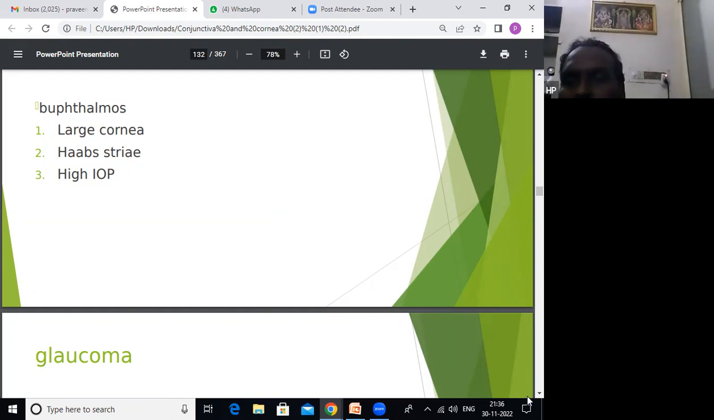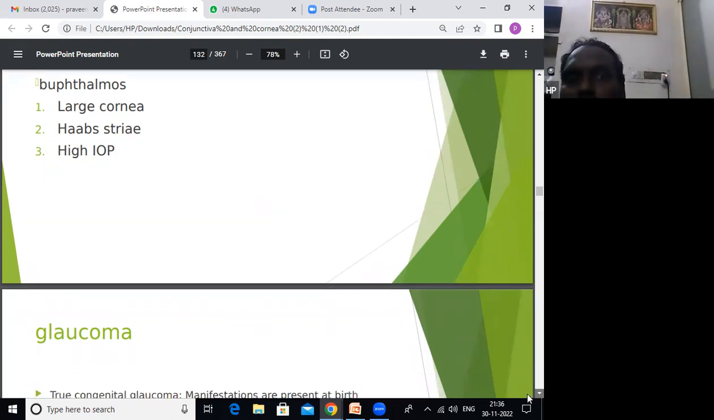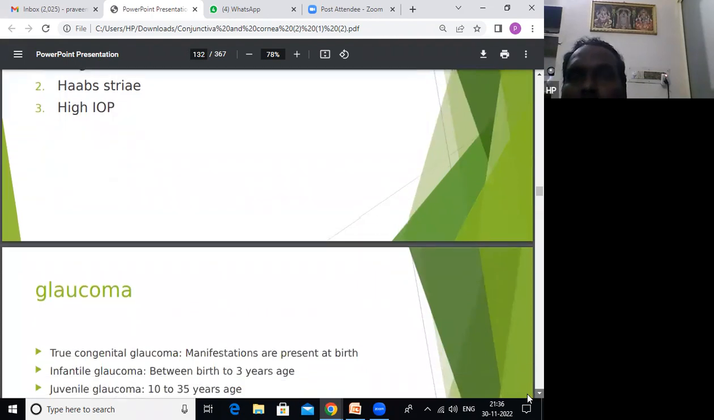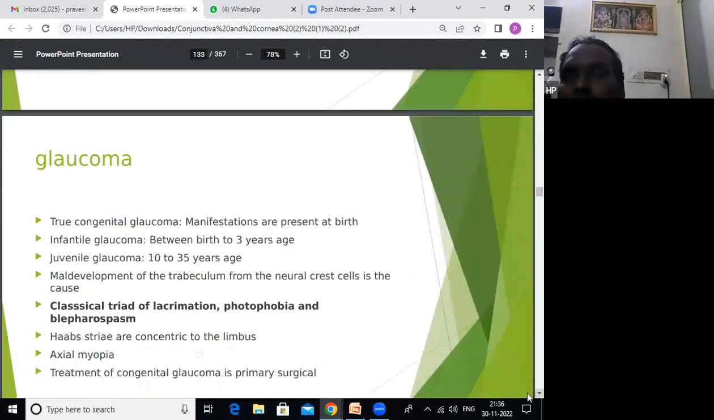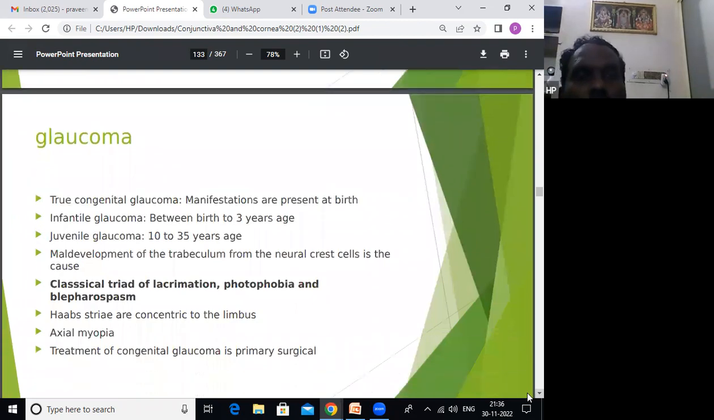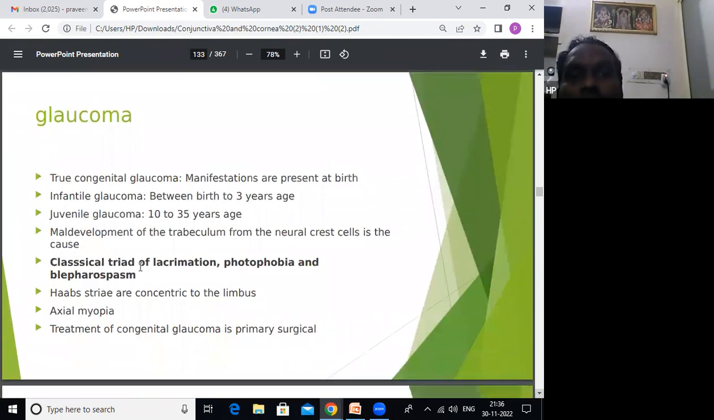The question is whether Haab's striae are seen in congenital glaucoma, primary open angle glaucoma, or angle closure glaucoma. So Haab's striae are seen in congenital glaucoma. Which one of the following is the classical triad of congenital glaucoma? This is again an important MCQ. The classical triad of congenital glaucoma is lacrimation, photophobia, and blepharospasm.